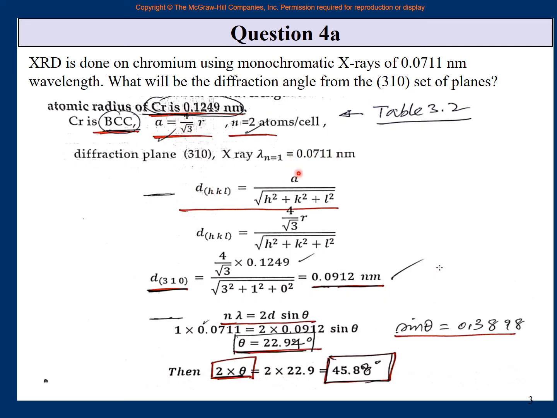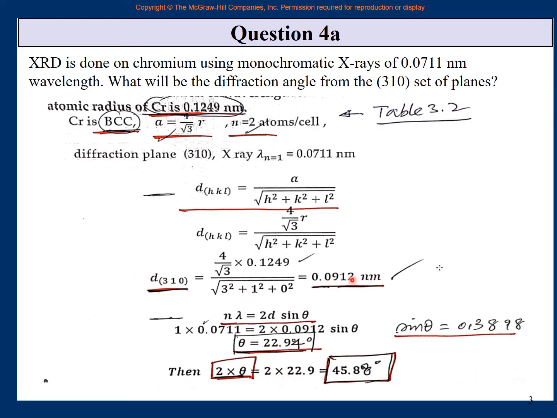d_hkl is equal to a upon root of h squared plus k squared plus l squared, the interplanar distance. Now a is 4r upon root 3 and the rest is there. So for r, you put the value 0.1249 nanometer, and for hkl, the plane is given, 310. So 3 squared, 1 squared, 0 squared. You solve it, you get 0.0912 nanometer. This is the d_310, 0.0912 nanometer.